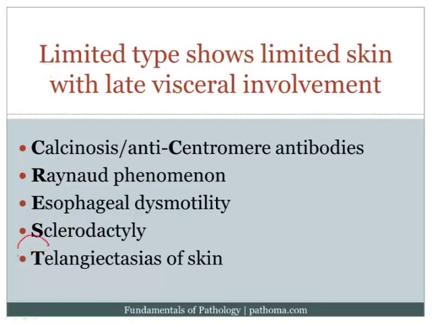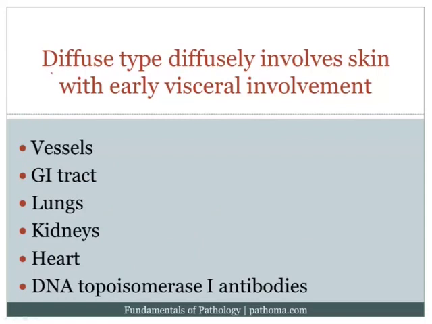And then finally, the T represents telangiectasias of the skin. Telangiectasias are dilated capillaries, and this would result in red marks on the skin. Now, although the limited type can be summarized by CREST, some patients can develop more extensive internal organ involvement, but overall the prognosis is good. A second type of systemic sclerosis is the diffuse type. And in the diffuse type, you get diffuse involvement of skin with early visceral involvement. Now, any organ can be involved.